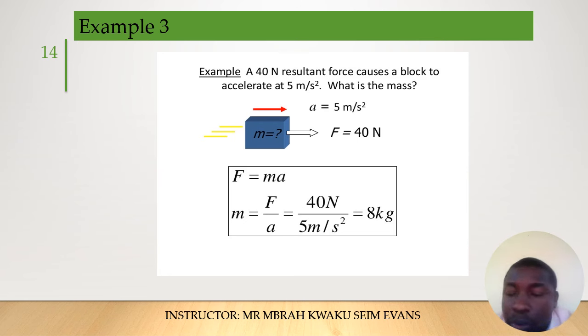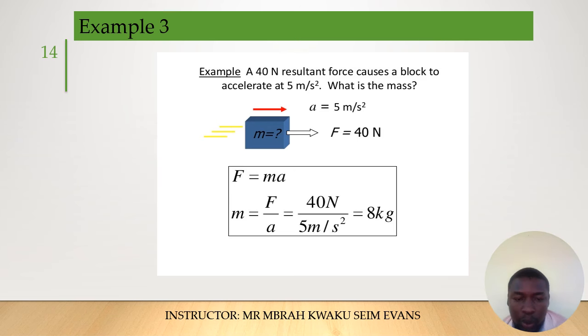A 40 Newton resultant force causes a block to accelerate at 5 meter per second squared. What is the mass? Now, we know that mathematically, force is equal to mass times acceleration.